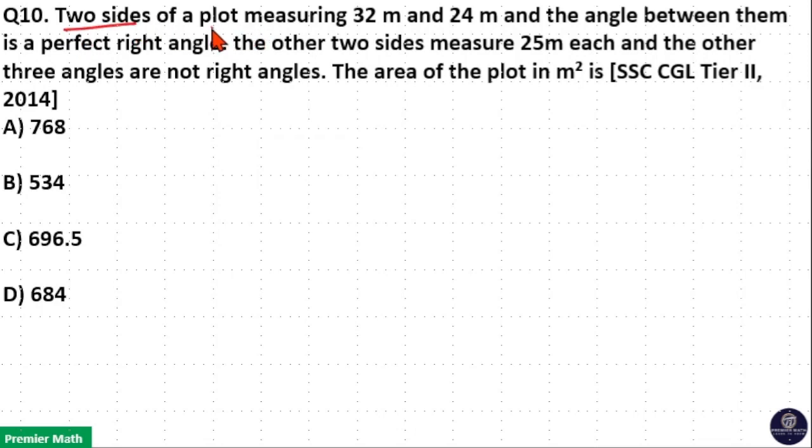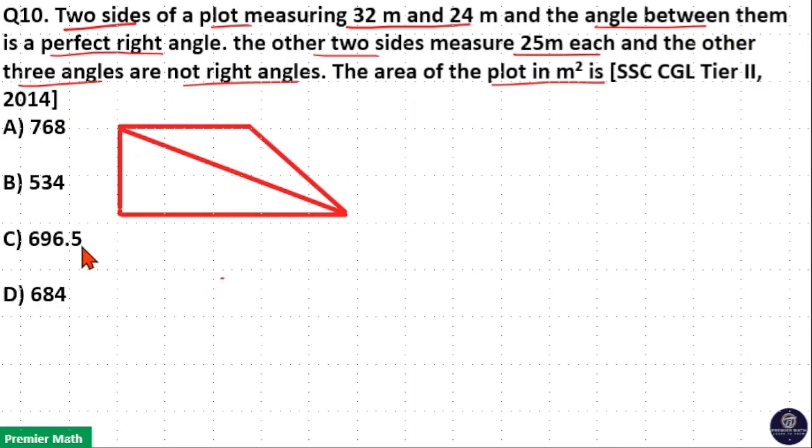Two sides of a plot measuring 32 meter and 24 meter and the angle between them is a perfect right angle. Other two sides measure 25 meter each and the other three angles are not right angles. The area of plot in meter square is. Here this is the plot ABCD. Now we need to find out the area of this plot.